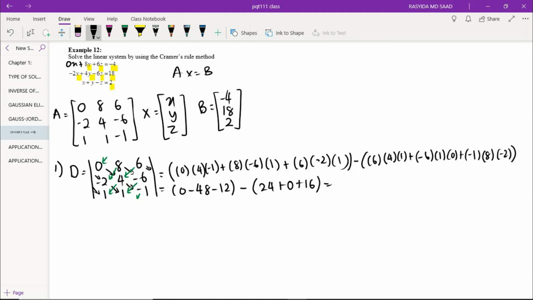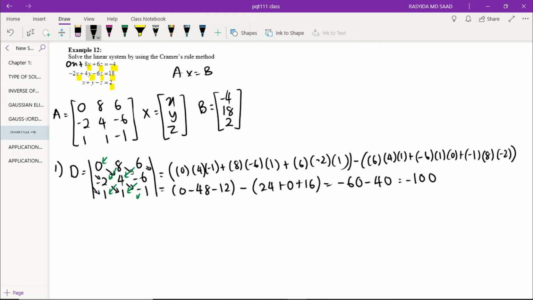Okay, negative 48 minus 12, you get what? So negative 60. Okay, 24 plus 60 plus 16, so you get negative 100. Okay.